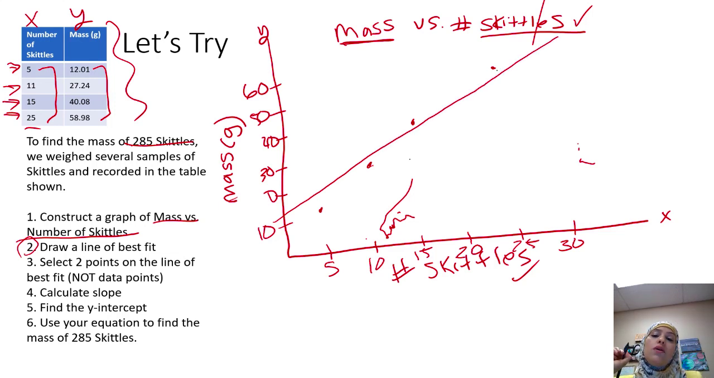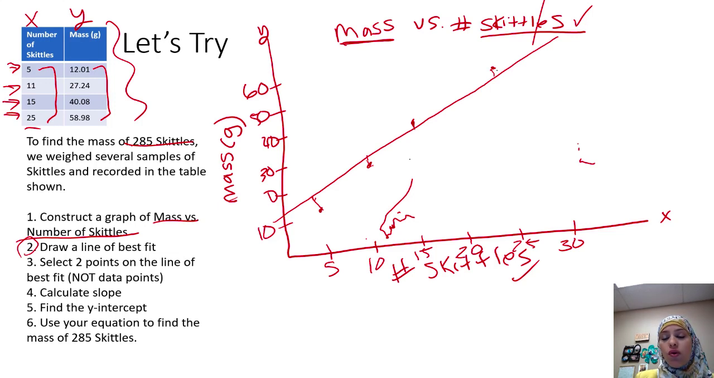Okay, so you see how you have 2 points above the line and 2 points below the line, and they're fairly equidistant when you do that. That's what a good line of best fit should be. But again, it does not have to be connecting the dots. Now, when you've done that, you need to select 2 points on the line that you just drew.